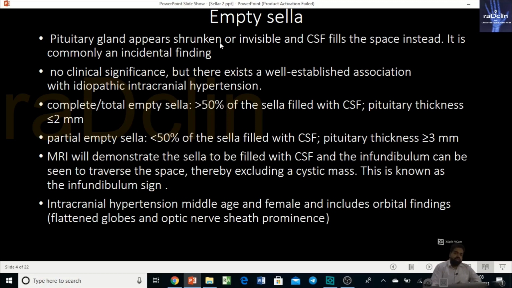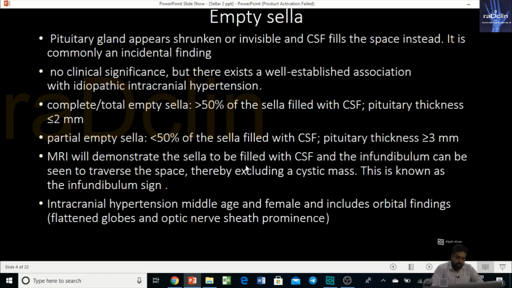Now, when do we say that this is a complete or a partial empty sella? A complete or total empty sella is when more than 50% of the sella is filled with CSF with pituitary thickness less than 2 mm. Whereas a partial empty sella is when less than 50% of the sella is filled with CSF with pituitary thickness more than 3 mm. Now, what will we get on imaging? The MRI will demonstrate the sella to be filled with CSF, but the infundibulum can be seen to traverse the space, thereby excluding a cystic mass.